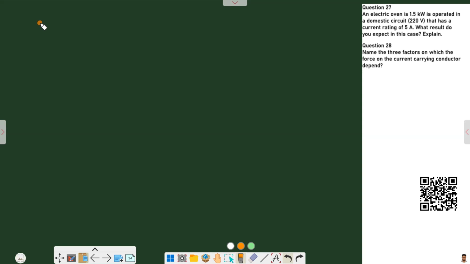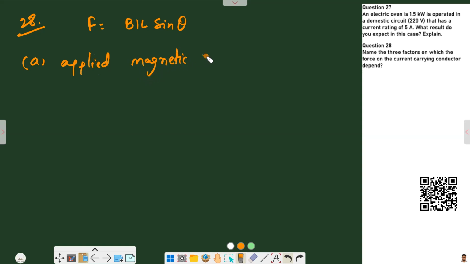In last question, question number 28, we have to name three factors on which the force on current carrying conductor depends. So we know from the formula that force is BIL sine theta. So what are the three factors? Factor number one is applied magnetic field, and how it will affect that: if magnetic field increases, force will also increase.